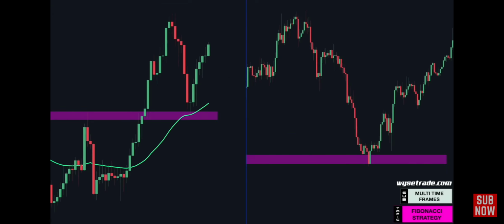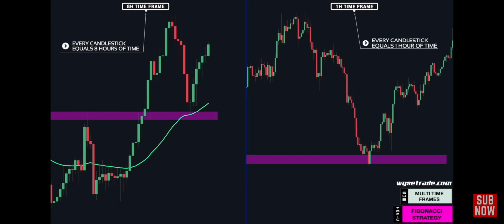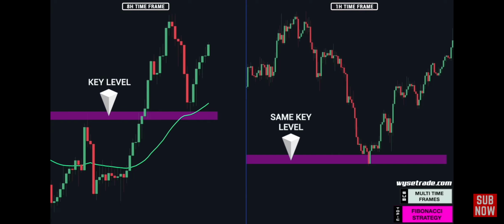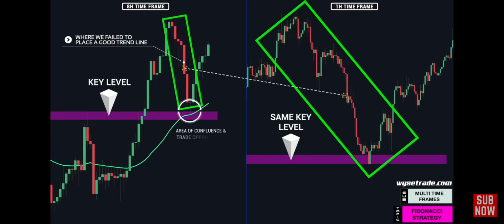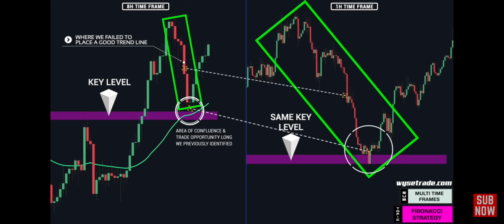this one. So the chart on the left is the 8-hour time frame we just looked at, meaning every candlestick represents 8 hours of time. The chart on the right is the same asset, but is the 1-hour time frame, meaning every candlestick represents 1 hour of time. Here's the key level on the 8-hour time frame, and here is the same key level on the 1 hour. Here's the 8-hour pullback downtrend, where we tried to place the trend line but couldn't. And here is the same pullback downtrend on the 1-hour time frame. Here is the area of confluence we previously identified and where the long trade opportunity occurred. And here is the same area on the 1-hour time frame.